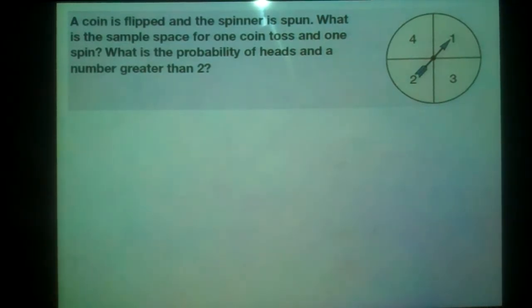Alright, so first thing here with this example, says a coin is flipped and the spinner is spun. What is the sample space for one coin toss and 1 spin? Alright, and what is the probability of heads and a number greater than 2? So, I might go ahead and just stop here and throw this on part 2 of the video, so stay tuned.